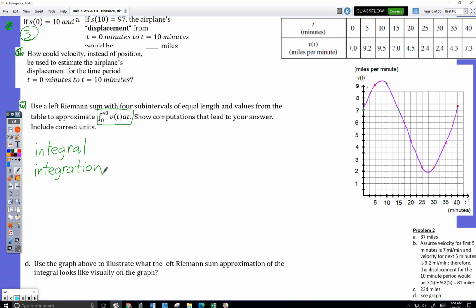Left Riemann sum with 4 subintervals of equal length and values from the table to approximate that integral. Show computation. This item here is a direct copy from an AP test question. That's exactly the wording they'll use. So down in the box at the very bottom where there's lots of space, write that integral. On many AP questions, if you don't write the integral, you lose a point. So I don't want to ever see you doing an integral without writing the integral. Write that down.